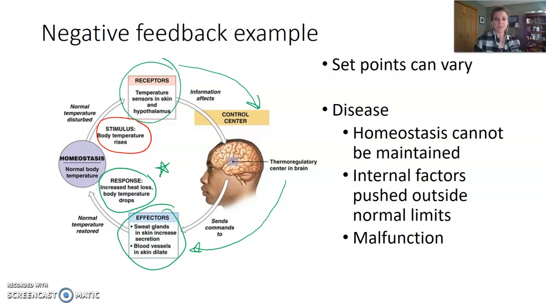So I was able to go into the building then. And so once again, this is an example of negative feedback because the initial stimulus, an increase in body temperature, was negated by the response, which was a lower body temperature. In a disease state, the body is not able to fix itself like this. And so that's when you need to have maybe some outside help.